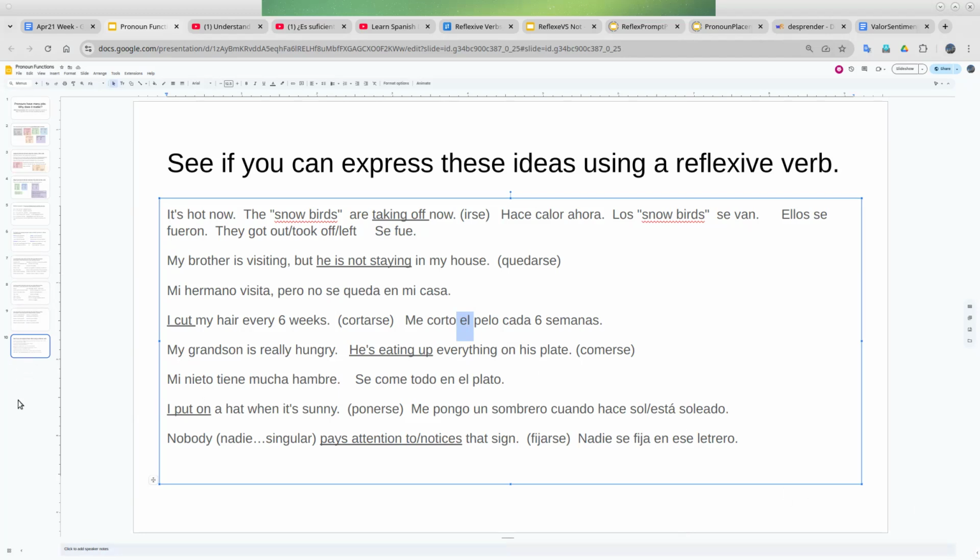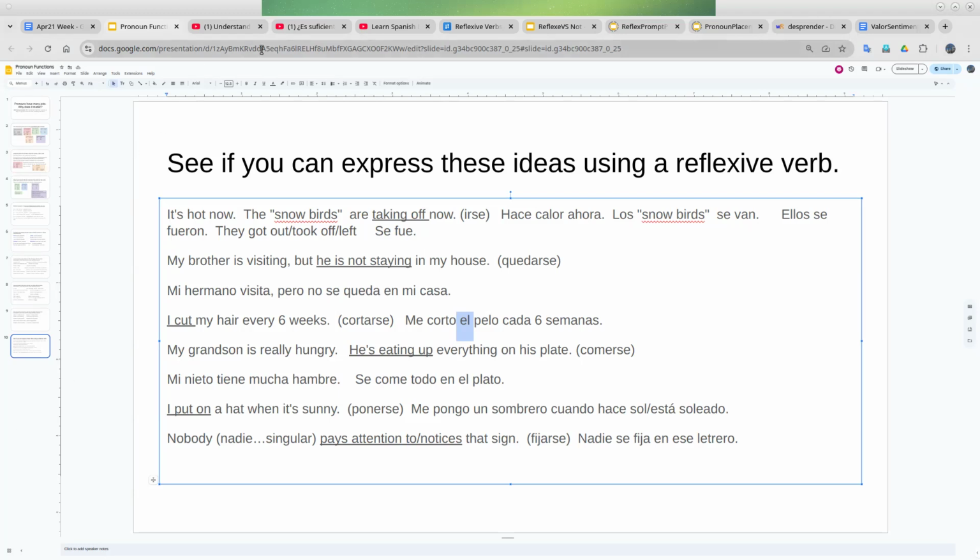It's just a little oddity. If you mess up and use mi pelo instead, somebody will totally understand you. It's not like the idea will suddenly make no sense to them, but it'll just sound a little off to them because it's just their habit to do that. There's not a good reason I can give you. It's just what they do.